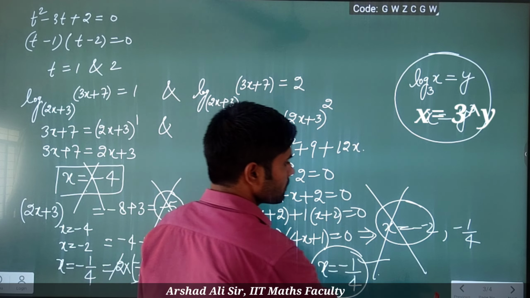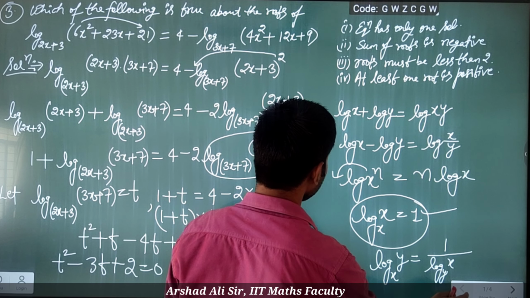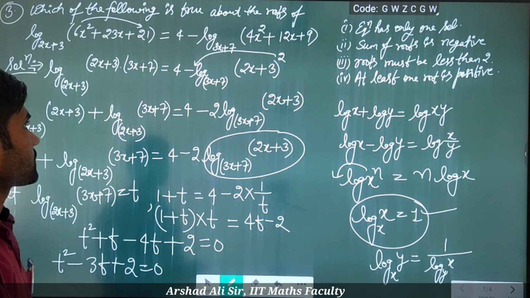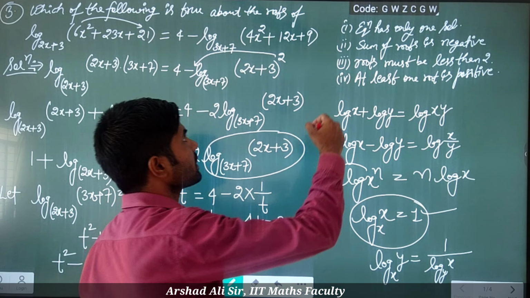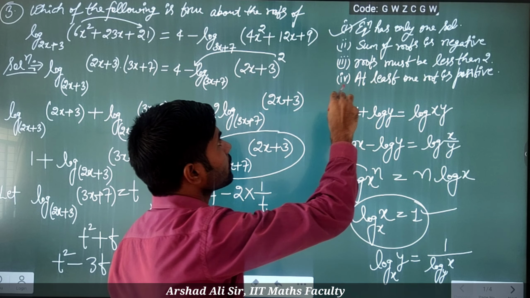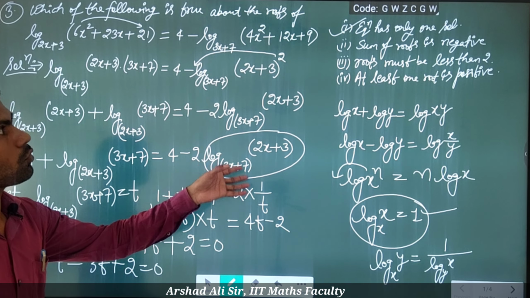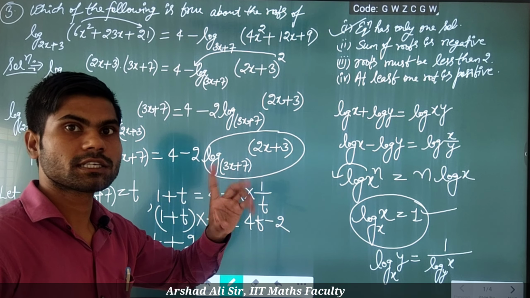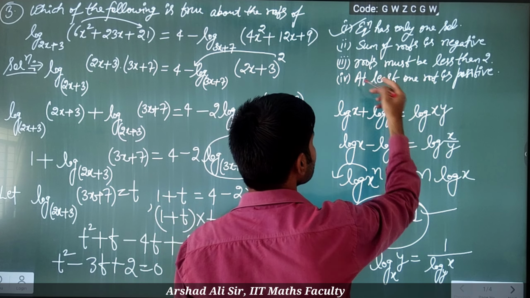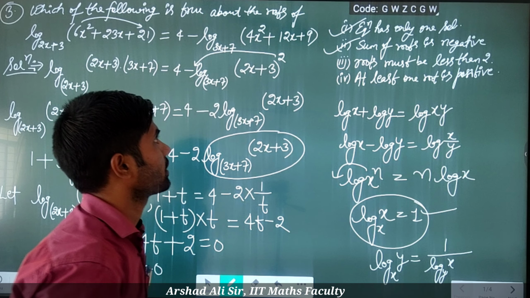So what is the question? We have been given these 4 options. The equation has only one solution, yes, x equal to minus 1 by 4, so it is the answer. Now what about the second option? Sum of roots is negative. We are getting only one root, x equal to minus 1 by 4, and that is negative, so option number 2 is also correct.